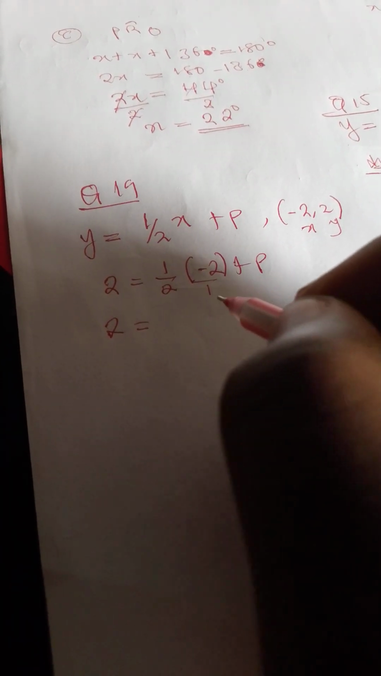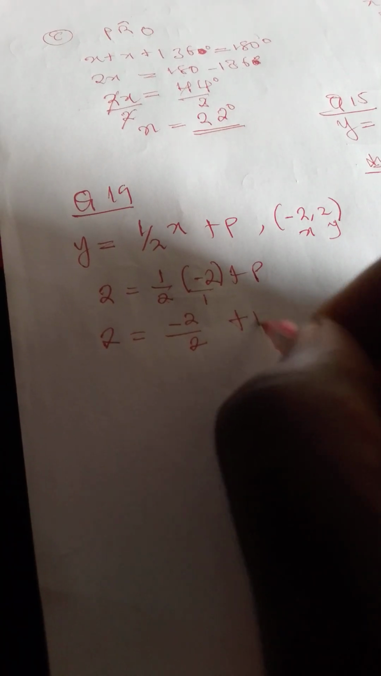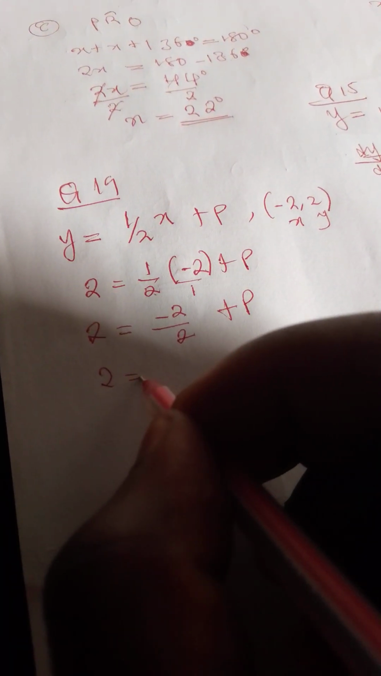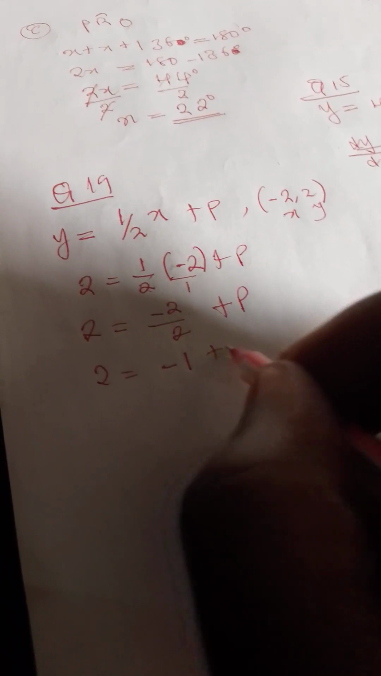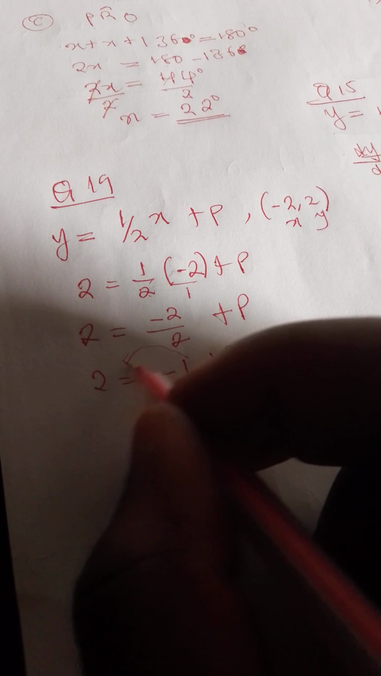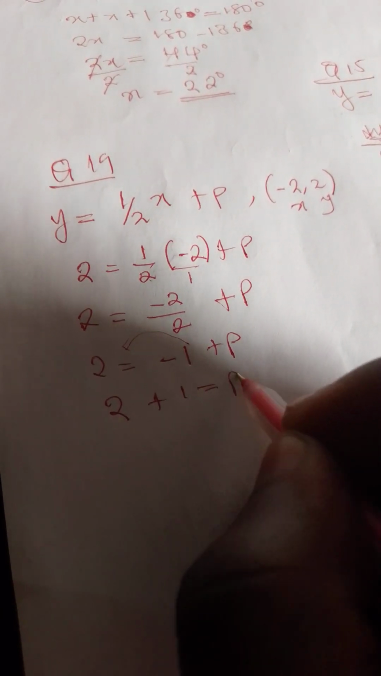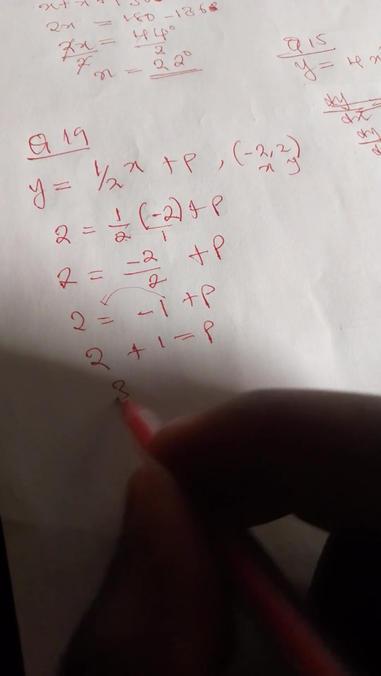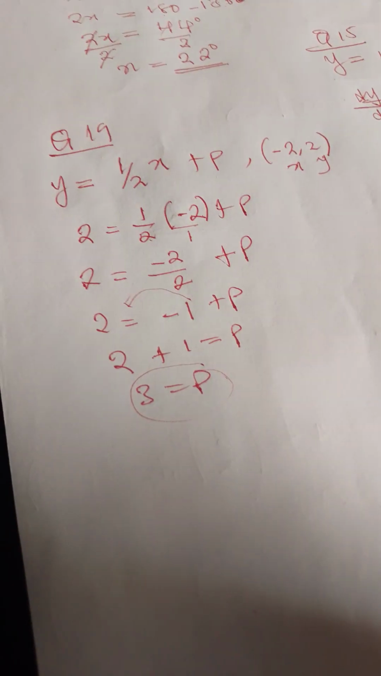Then 2 is equal to, remember here the common denominator is 1. So negative 2 will multiply with 1, which is negative 2 over 2 times 1, it is 2. Then plus p. So 2 is equal to negative 2 divided by 2, it is negative 1, plus p. So this will go to the other side. It will be 2 plus 1 equals p. Then 3 is p. So this is the value of p.